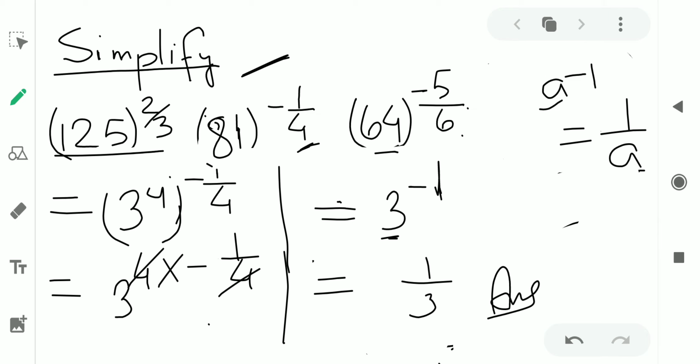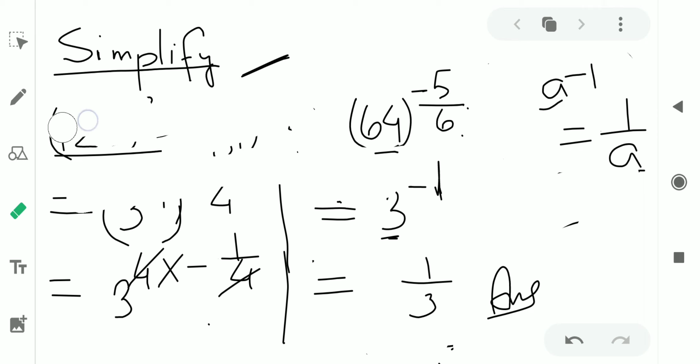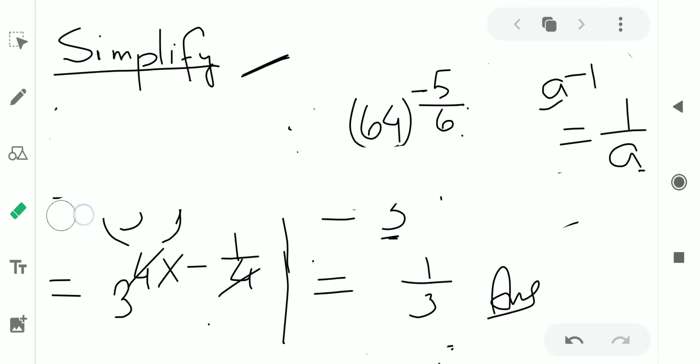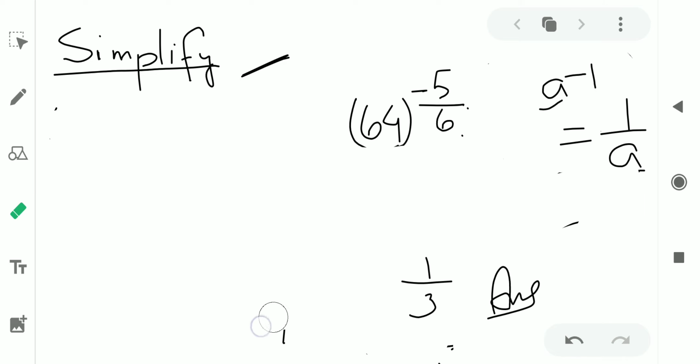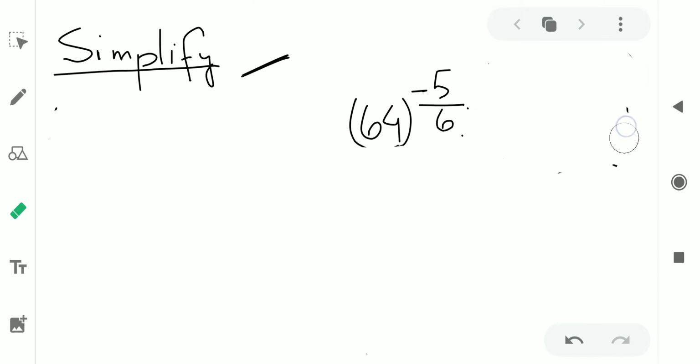Okay, now let's do the last question. The last question is 64 whole to the power minus 5 by 6. Again, the number 64 is big, so the first thing we have to check is whether we can express 64 as a power of some other number. So let's factorize it and try to calculate.